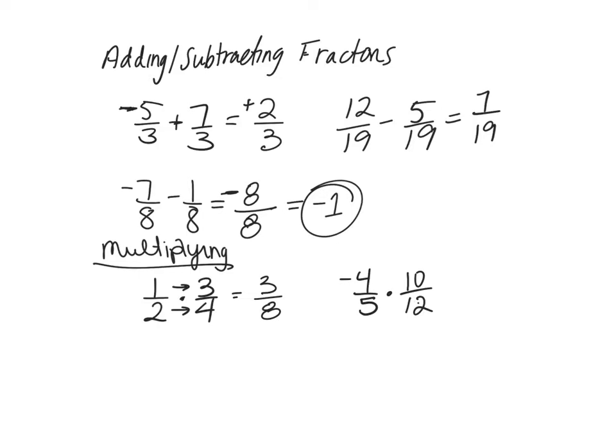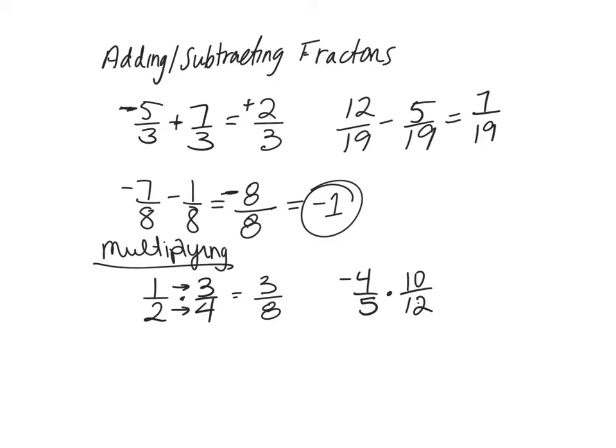So here's an example where we're going to be able to do some reducing. Diagonally, 10 and 5 can both be divided by 5, and 4 and 12 can both be divided by 4. What this does is it keeps our final answer not as large, so when we're reducing, it's not as hard to figure out how to reduce it.